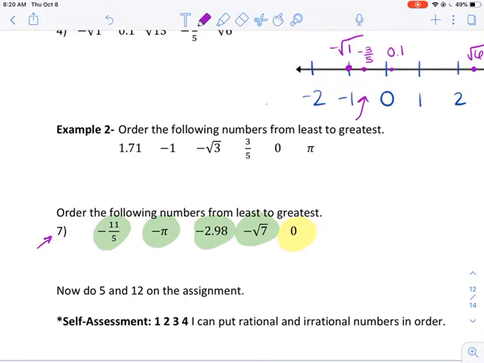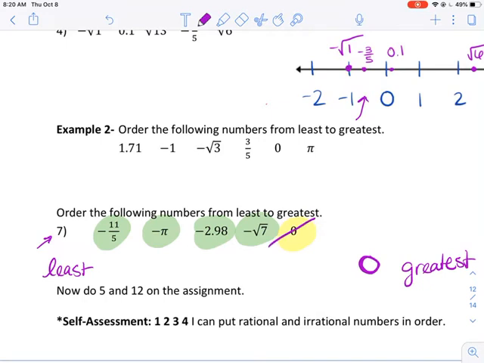So now I know, because 0 is the only thing that is not negative, it is automatically the greatest. When we put these in order, when it says least to greatest, put the least numbers on the left and the greatest number on the right. So because 0 is automatically the greatest, I'll put it on the far right. Done.